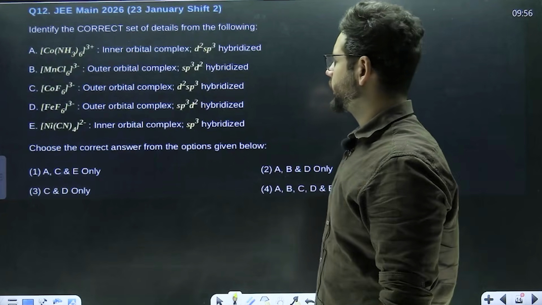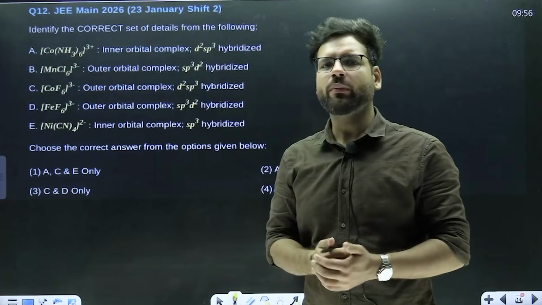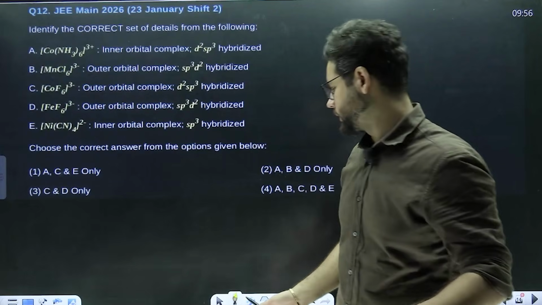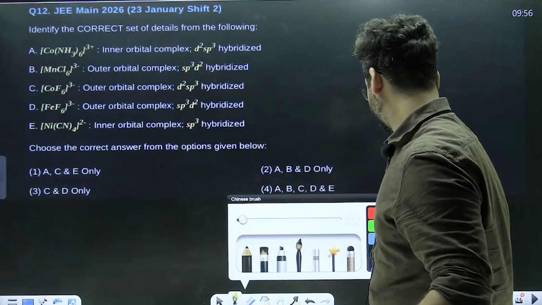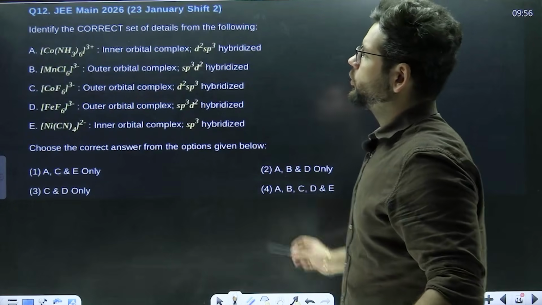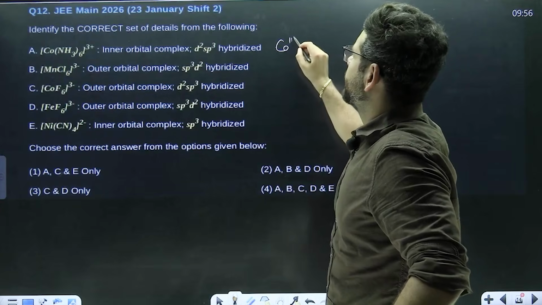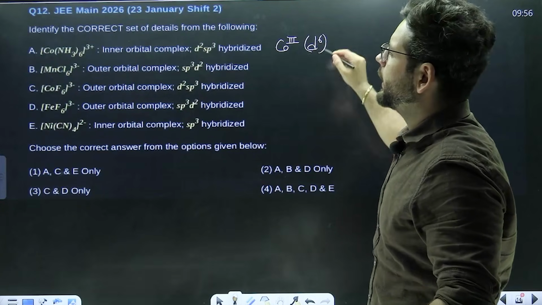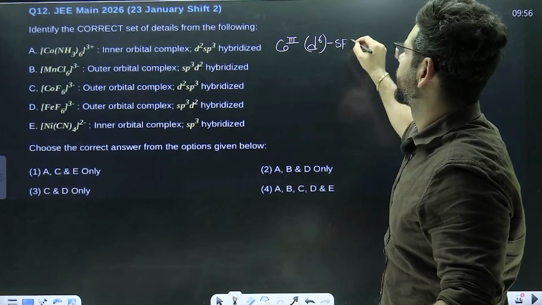Now moving on to the next one. It's a question from the valence bond theory where we have to tell the hybridization of the following complexes. First one is cobalt plus 3. Cobalt plus 3 means a D6 configuration, and the ligand is a strong field ligand.